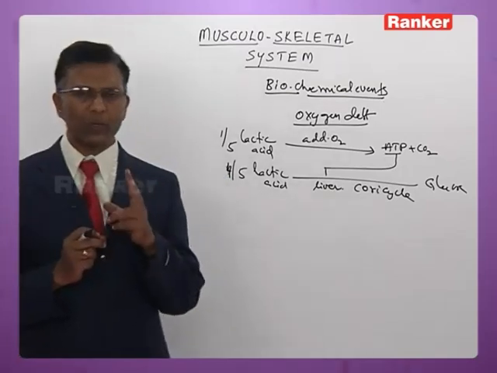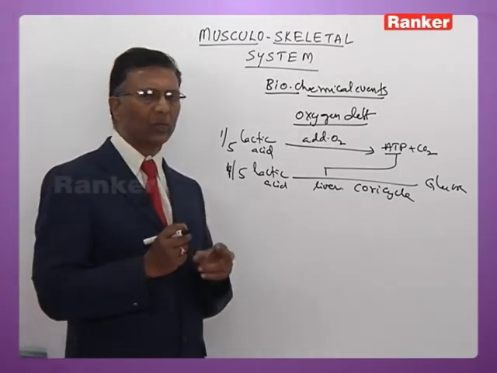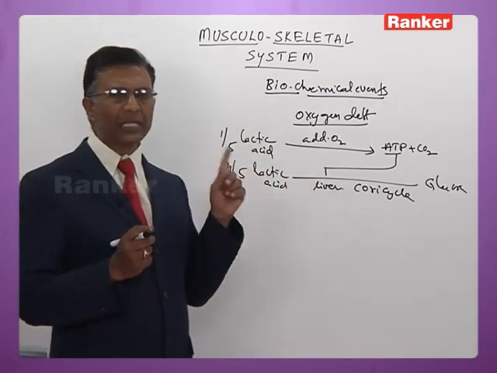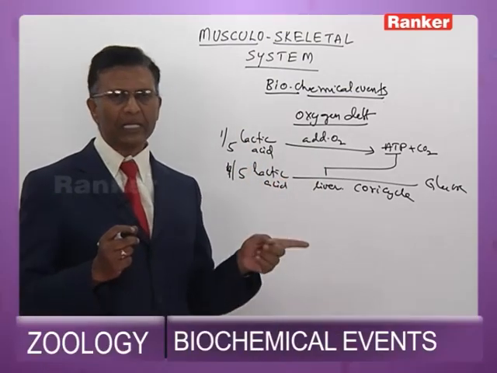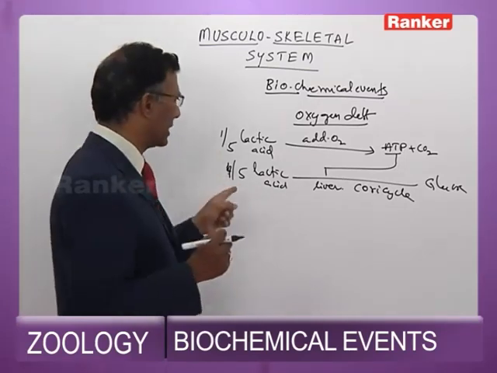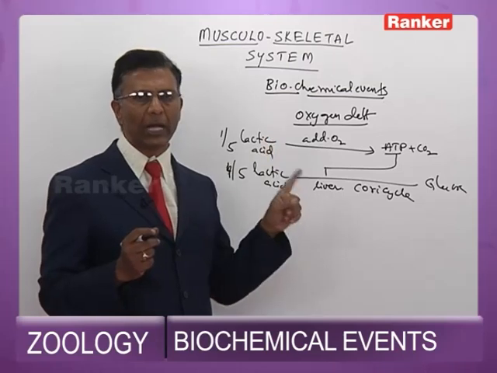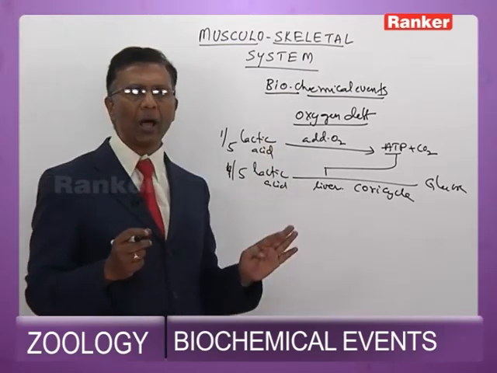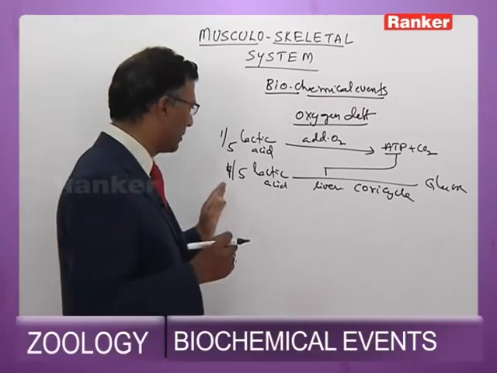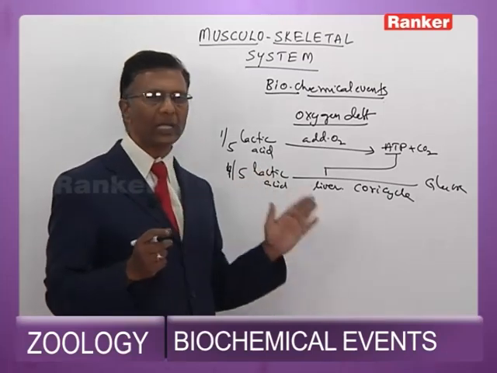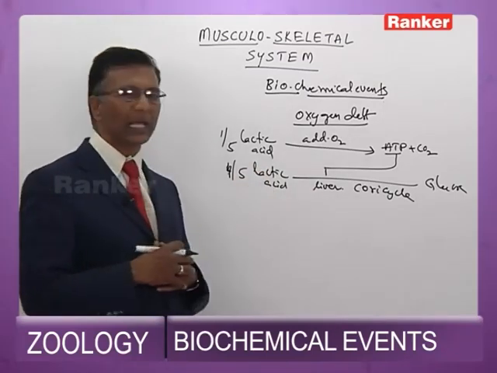So remember, students, two events which occur during contraction. Oxygen debt is the additional amount of O2 inhaled by a person when the person is about to stop a strenuous physical activity, which is utilized to burn only 1/5 of lactic acid to ATP. And the Cori cycle is the conversion of the remaining amount of lactic acid, 4/5 or 80% of lactic acid, to glucose in the liver.